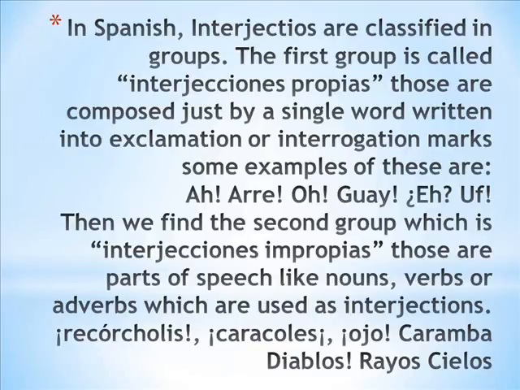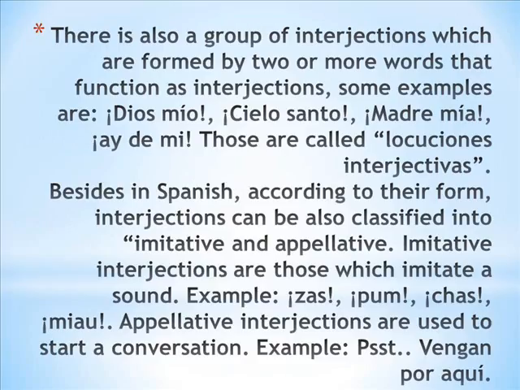Those are parts of speech like nouns, verbs, or adverbs which are used as interjections: recorcholis, caracoles, ojo, caramba, diablos, rayos, cielos. There is also a group of interjections which are formed by two or more words that function as interjections. Some examples are Dios mío, cielo santo, madre mía, ay de mí. Those are called locuciones interjectivas.